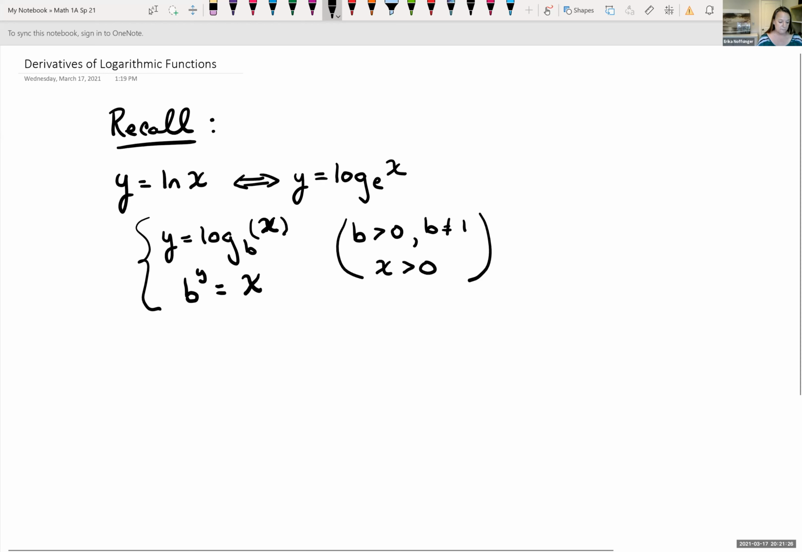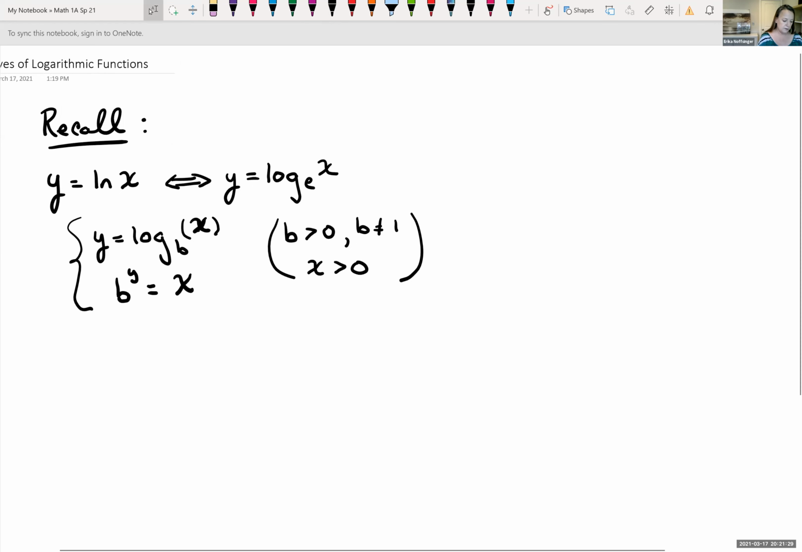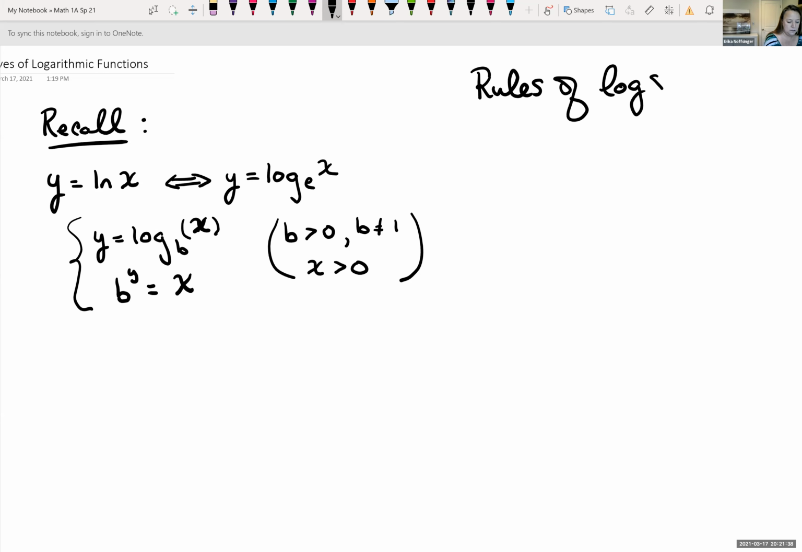There's another thing that will be helpful for us to remember with logs: the rules of logs. These are going to help us a lot, where we might have some ugly function that we need to take the derivative of, and we're going to have to apply the quotient rule, the chain rule, and the product rule, and all these different rules within this function. Well, if we can use logs and break it down into simpler functions, it's going to make our life so much easier. And so we need these rules of logs in order to do that.